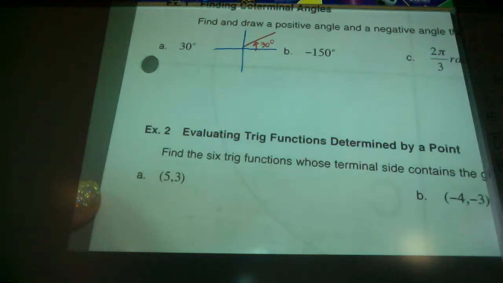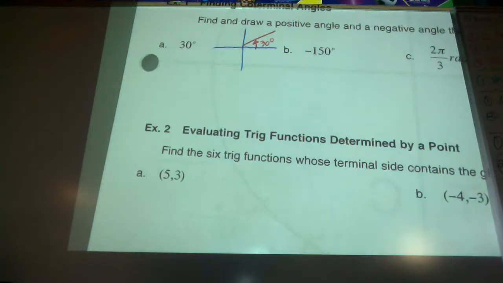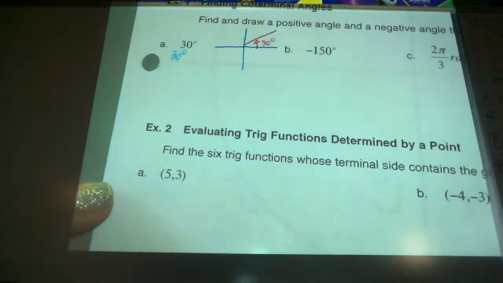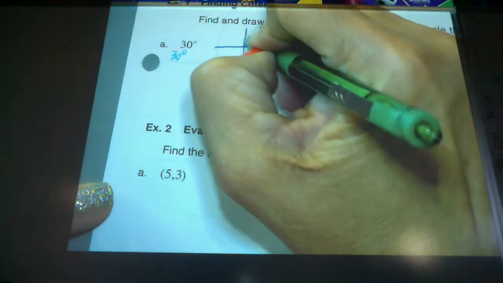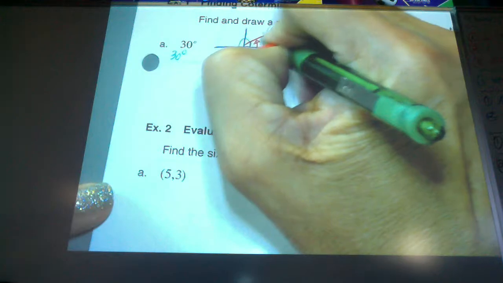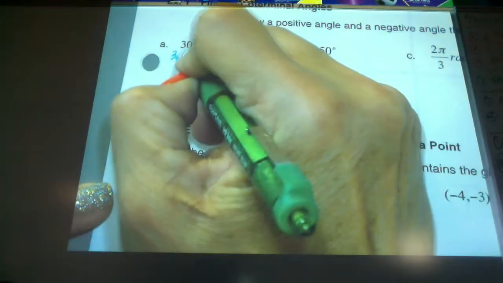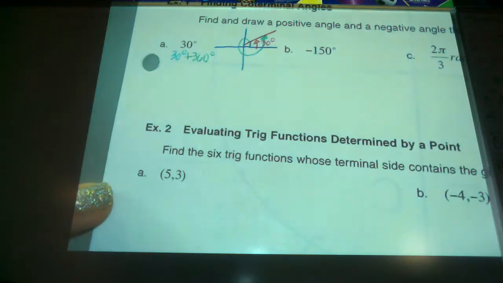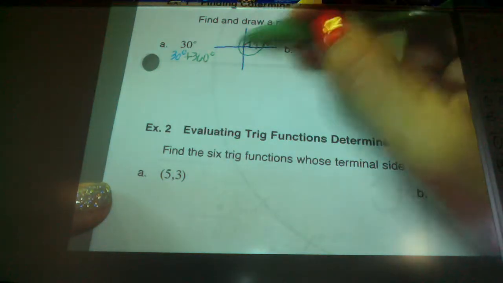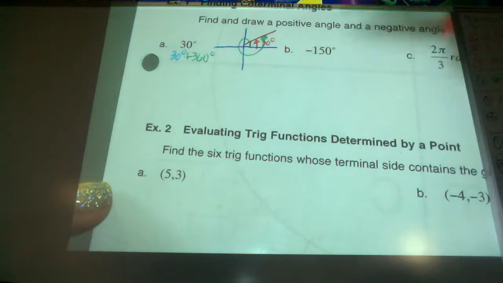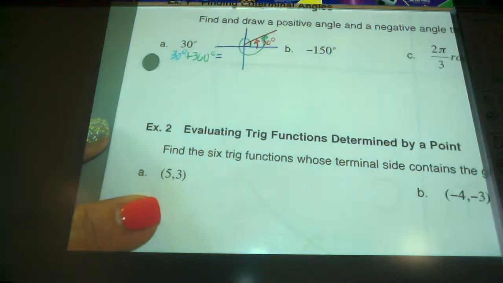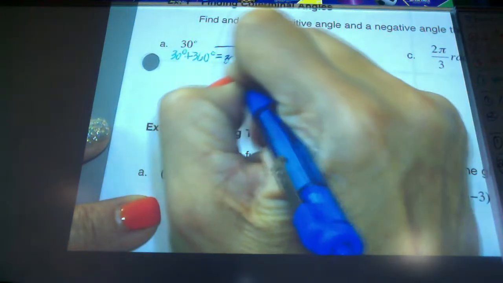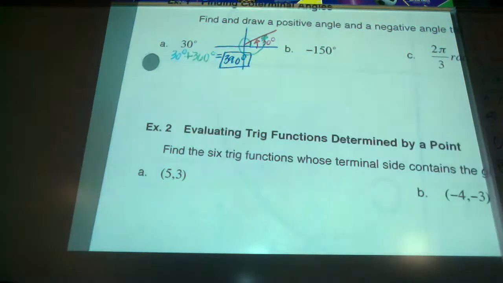So for a positive angle, mathematically, I would take my 30 degrees and add. From here I go my 30 degrees, and then I go another revolution to there. So wouldn't I add 360 degrees to that? Visually and mathematically, that makes sense. What is 30 plus 360 degrees? 390 degrees. So that is a positive coterminal angle to 30 degrees.